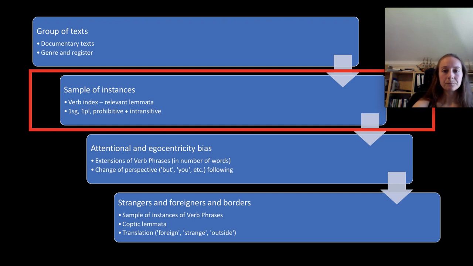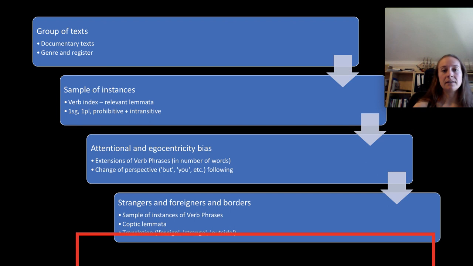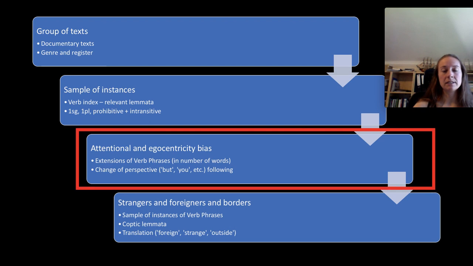So I had to make sure that all the instances are intransitive because we wanted our writers to talk about themselves. In order to evaluate whether there's any attentional or egocentricity bias, I created two approaches. You can criticize them later. With attentional bias, we said that basically as your attentional scope narrows, you focus in on one thing, so on this one emotion. So my assumption is then that if you focus in, colloquially speaking, you go on and on and on about this. So the number of extensions that go with my verb phrase, for example, adverbs, etc., should be higher.